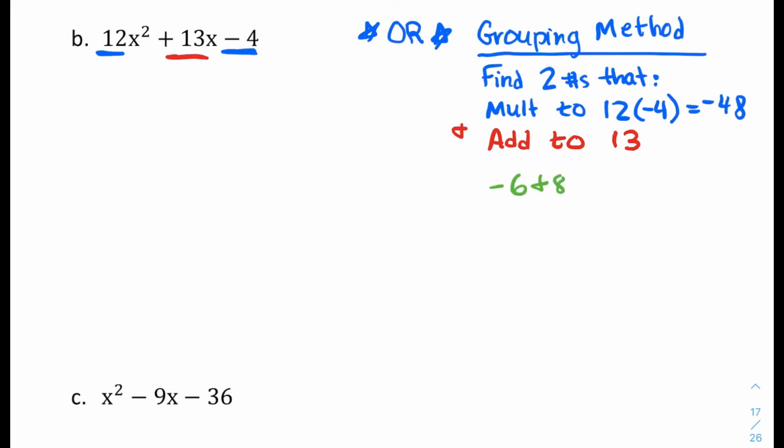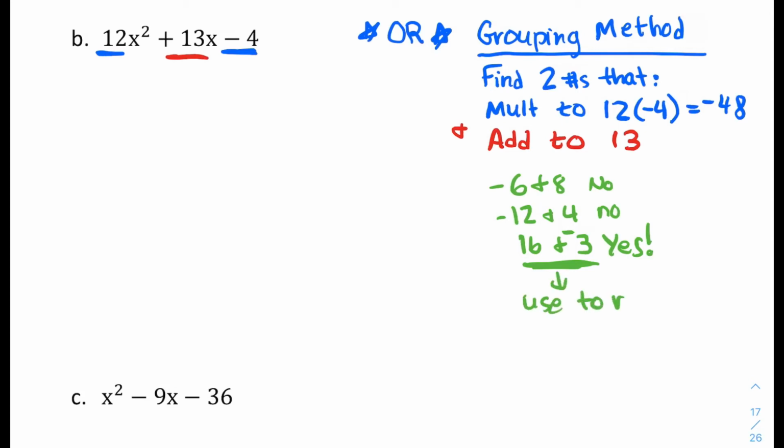So going through things I know multiply to 48, 6 and 8, those won't add up to negative 13, no matter which one you make positive or negative. 12 and 4, again, those aren't going to be 13 apart. 16 and 3, that's 13 apart from one another. I want a positive 13, so I'm going to have to do 16 and negative 3 to add up to a positive 13. All right, so once you found those 2 numbers, your guessing part is over.